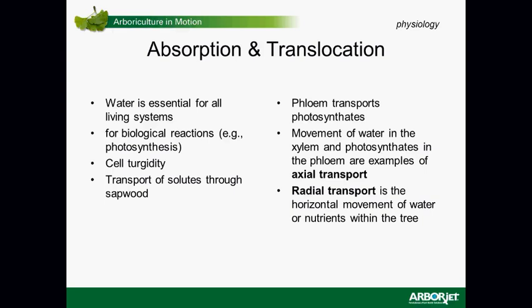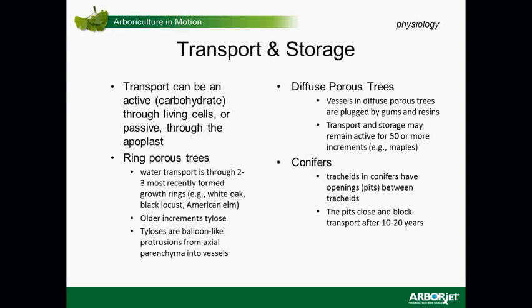So although you have manufacture of photosynthates in the leaf, it's wherever there's cell division occurring that it becomes a site for growth. You'll need both axial and radial transport. So transport can be active, that means energy is expended, or it can be passive. So it can either be active through the symplast or passive through the apoplast.